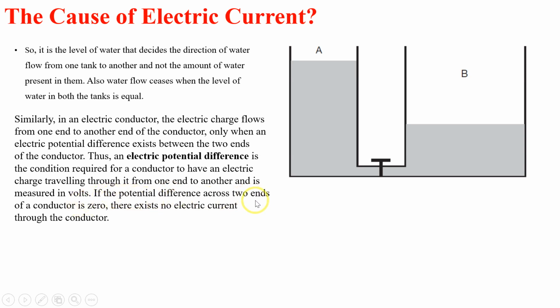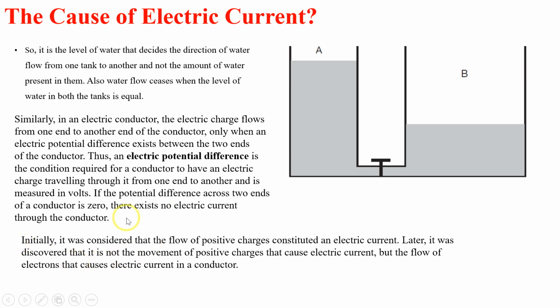If the potential difference across two ends of a conductor is 0, there exists no electric current through the conductor. In other words, if the level of electric charge at two different points is the same, then no current will start moving.